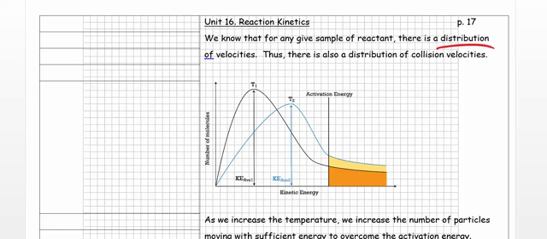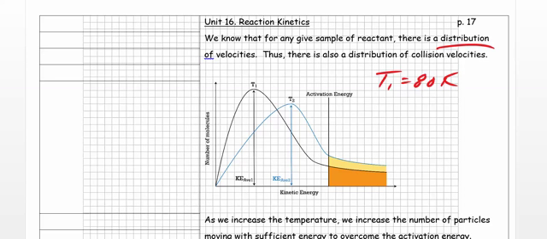Now, let's take a look at this diagram here. We're going to graph kinetic energy versus the number of molecules, right? So, let's take a look at T1. T1 is some temperature. Let's say it's, I don't know, 80 degrees, all right? Like that, right? 80 degrees.